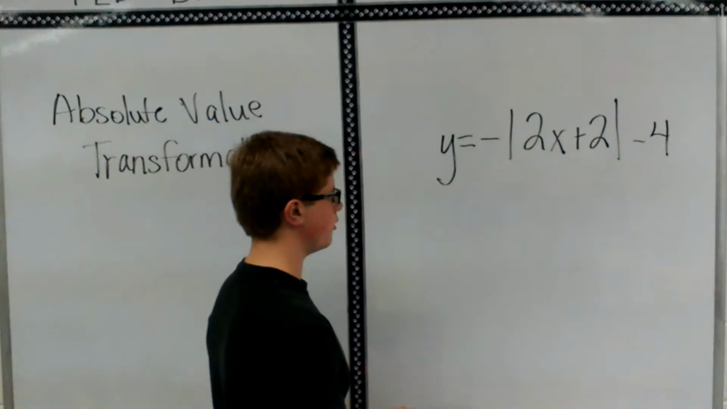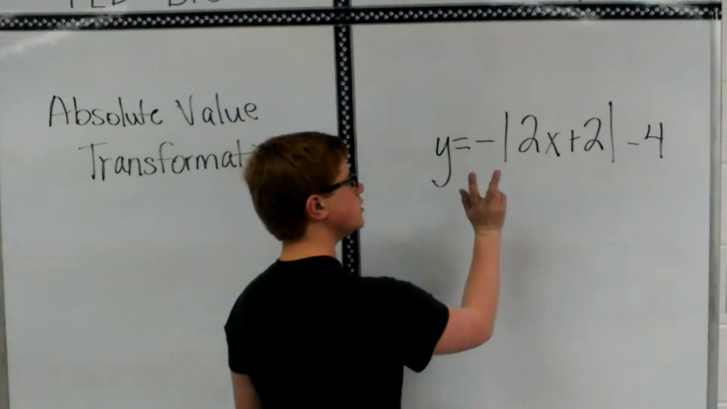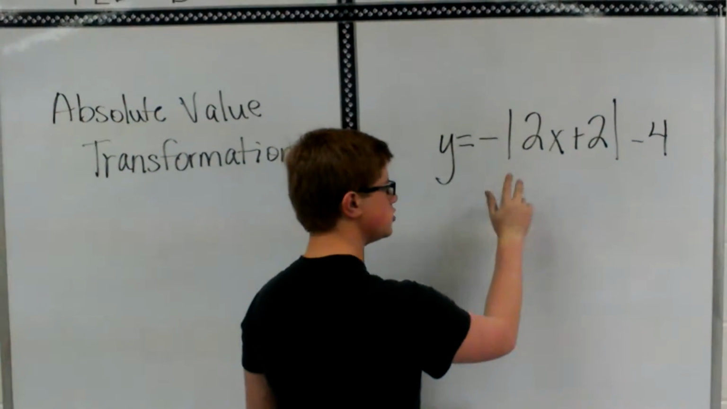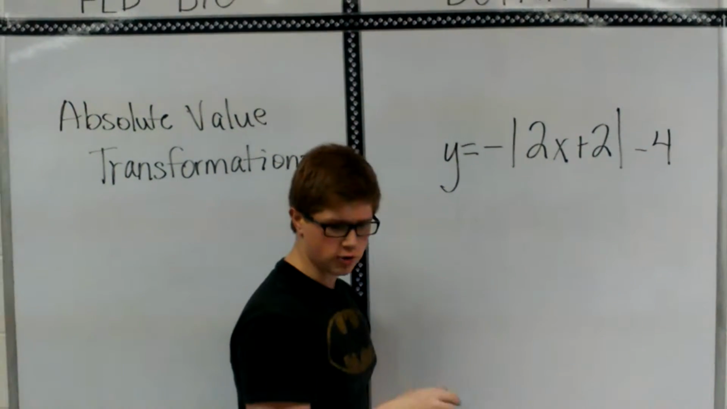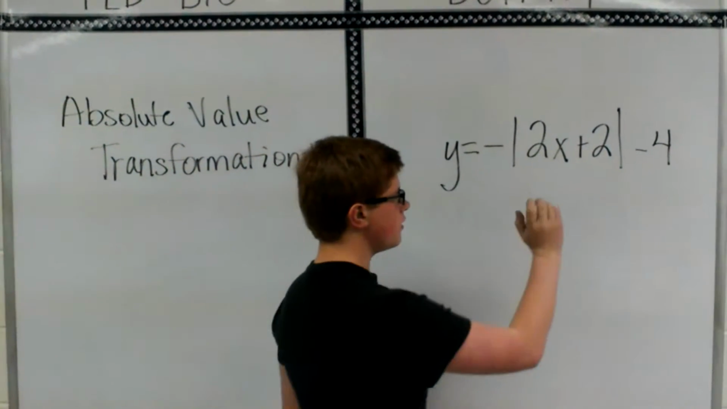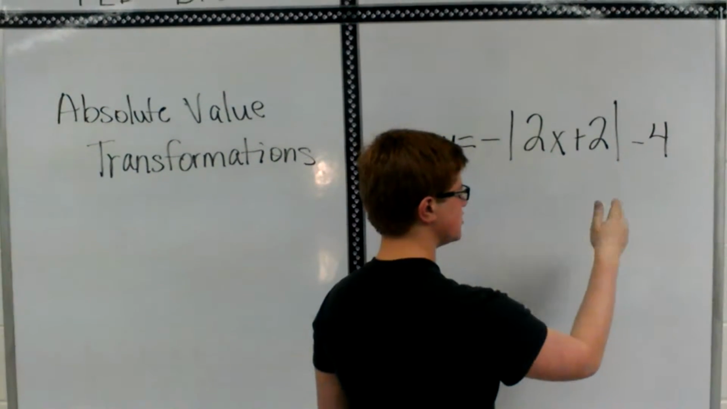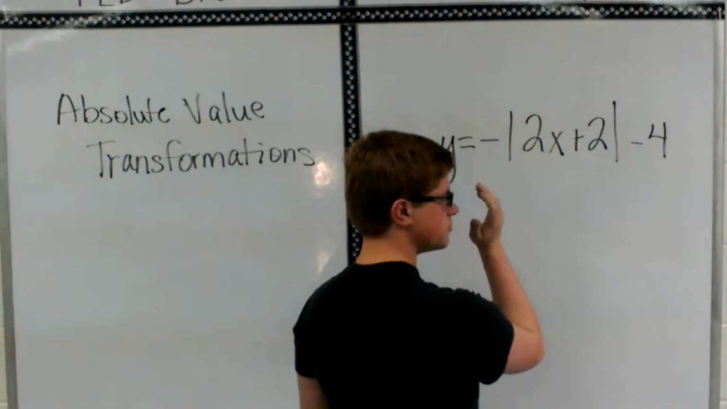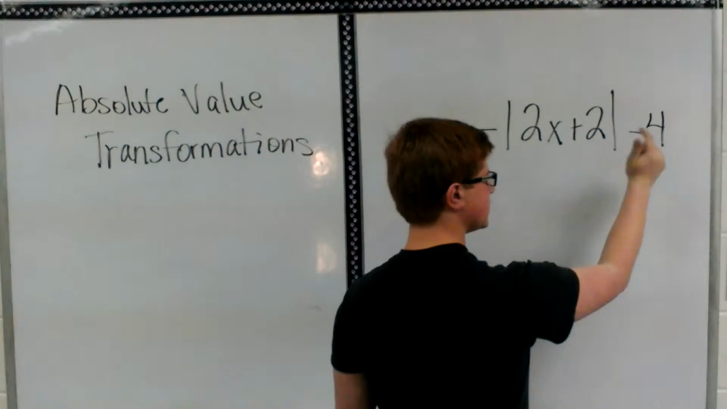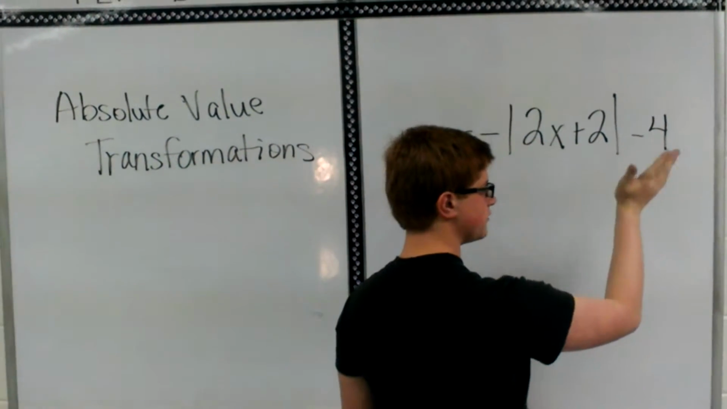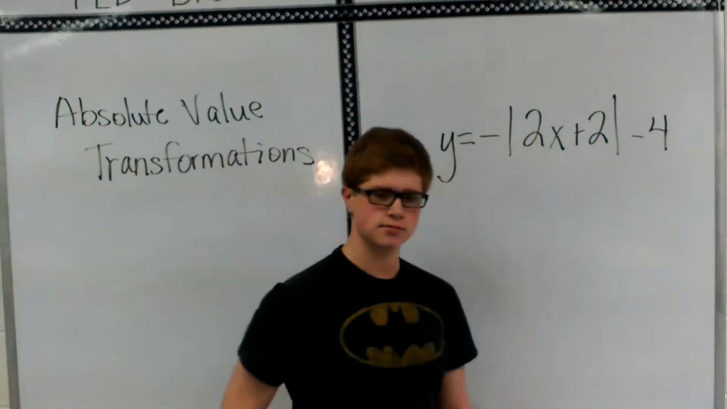In our example, multiplying negative 1 and 2 gives you a total slope of negative 2. Adding 2 causes the equation to shift to the left by 2 units. And subtracting 4 causes it to shift down by 4 units.